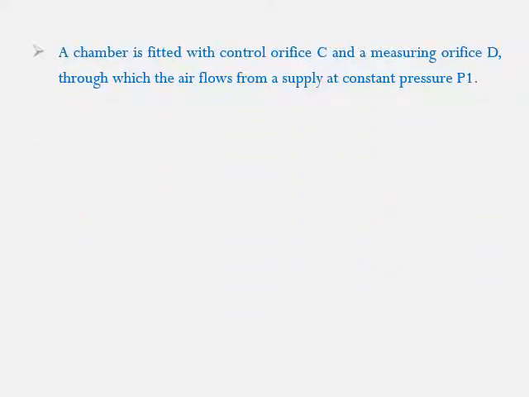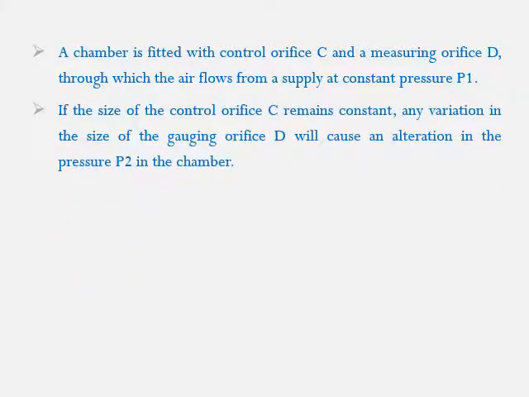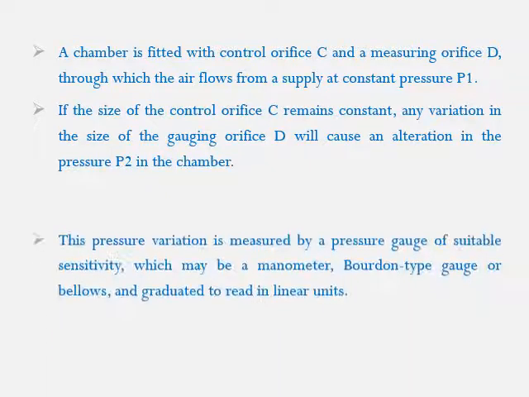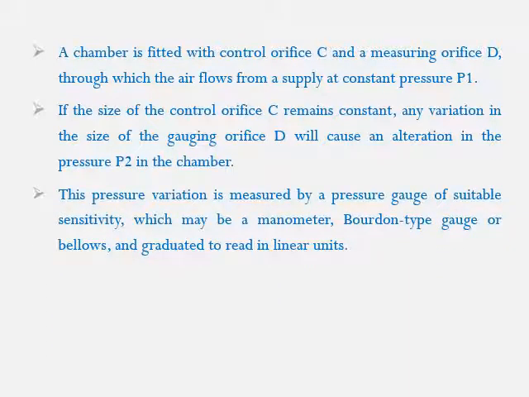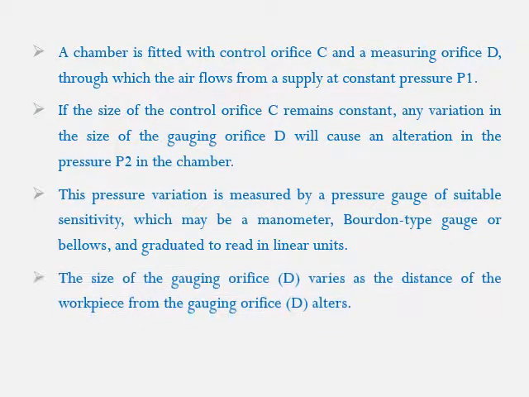A chamber is fitted with the control orifice C and measuring orifice D, through which the air flows from a supply at constant pressure P1. If the size of the control orifice C remains constant, any variation in the size of the gauging orifice D will cause an alteration in the pressure P2 in the chamber. This pressure variation is measured by a pressure gauge of suitable sensitivity, which may be a manometer, Bourdon tube type gauge or bellows, graduated to read in linear units. The size of the orifice D varies as the distance of the workpiece from the gauging orifice D alters.